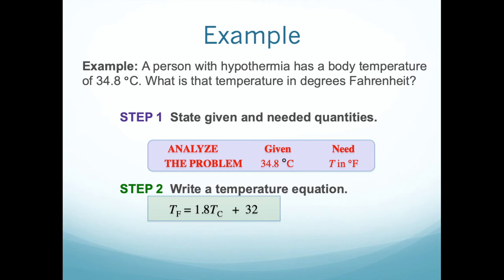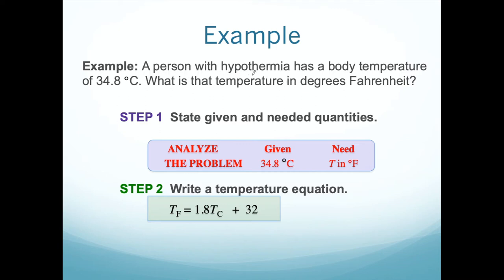So, a person with hypothermia has a body temperature of 34.8 degrees Celsius. What is that temperature in Fahrenheit? Okay, so again, we're given that formula where our temperature in Fahrenheit is 1.8 times the temperature in Celsius plus 32 degrees. Now, going back to the last chapter, when you're given a problem like this as a paragraph, you need to look at it and say, what's the question asking me? What's it giving me? And then how do I come up with a game plan for this?